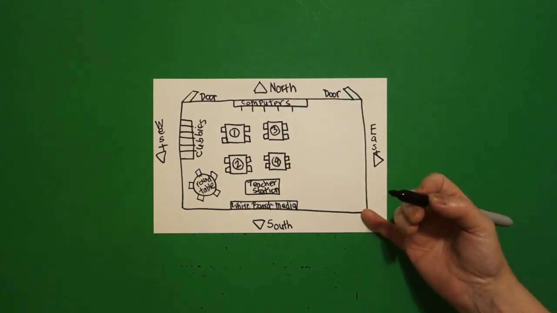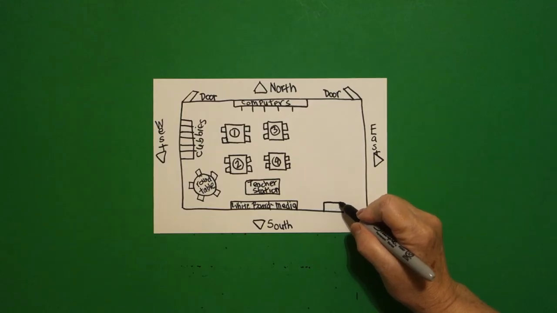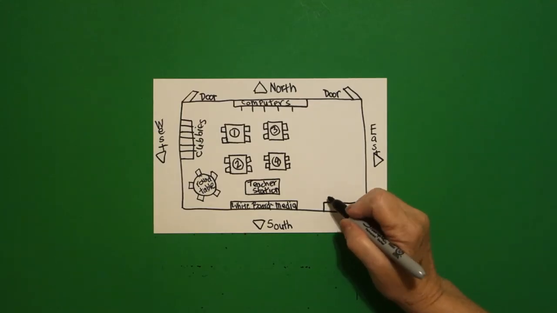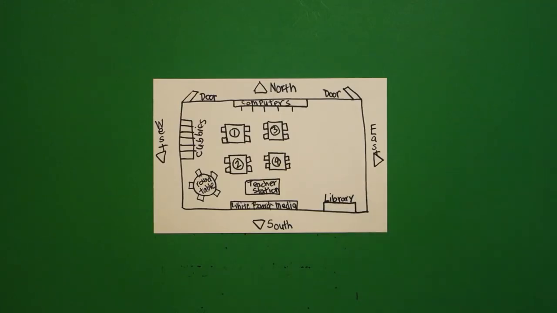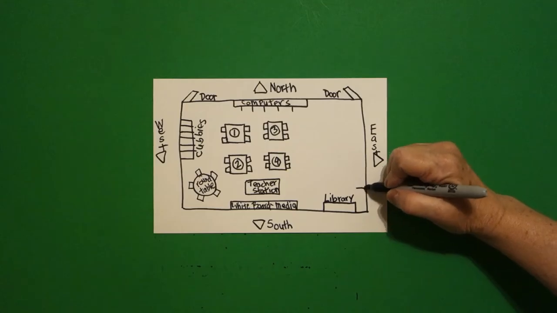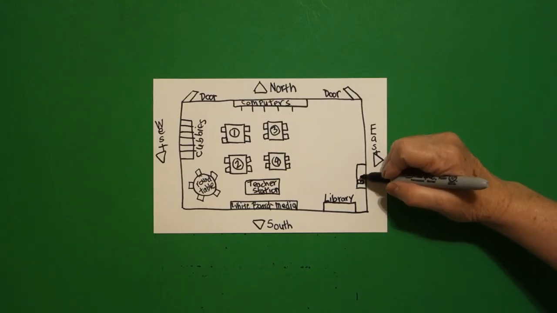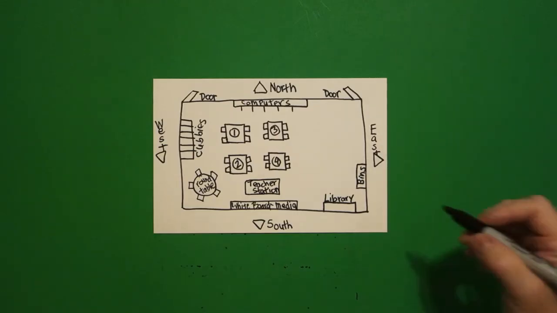Okay. Now I come over here on the south part again, and I'm just going to put straight line, long line, straight line, connect. This is the library. This is where you keep your room books. Now I'm going to put straight line going up, straight line. And these are the bins. This is where you keep all your manipulatives, like for math.